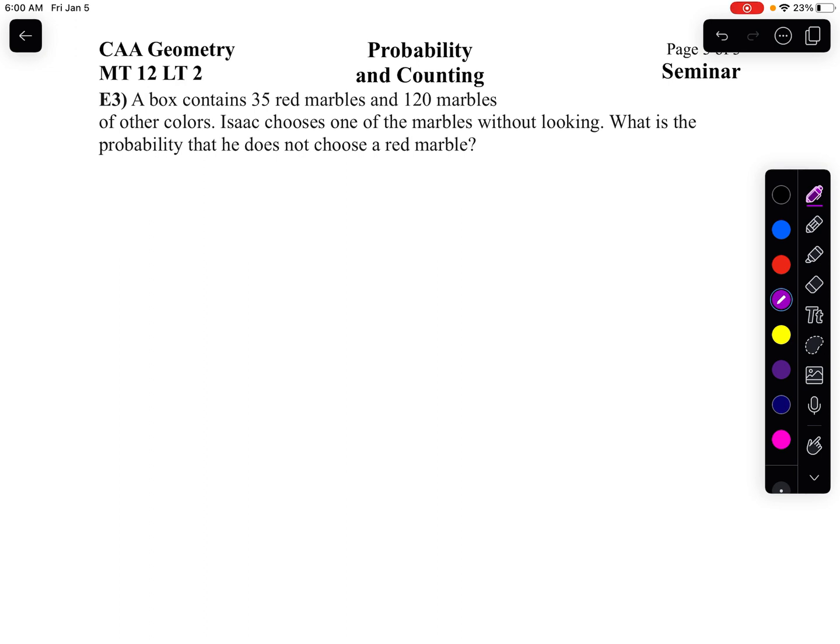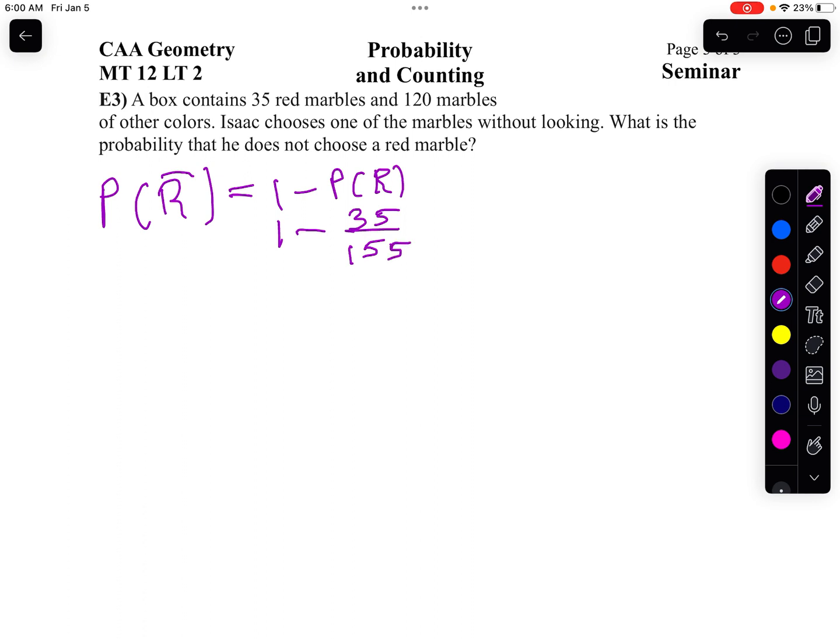So in other words, I want to find the probability of not being red. Well, the probability of not being red is 1 minus the probability of being red. So I'm going to say 1 minus, well, the probability of being red, there are 35 red marbles out of 155 marbles. 155 because there's 35 red and 120 others, so that's a total of 155.